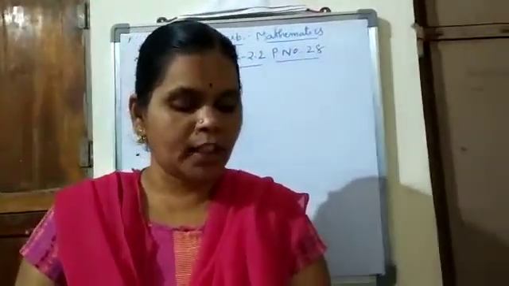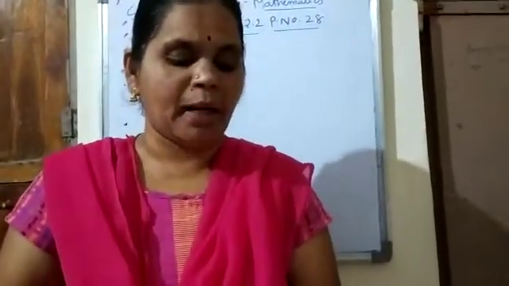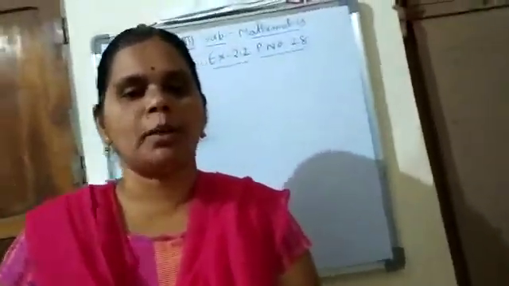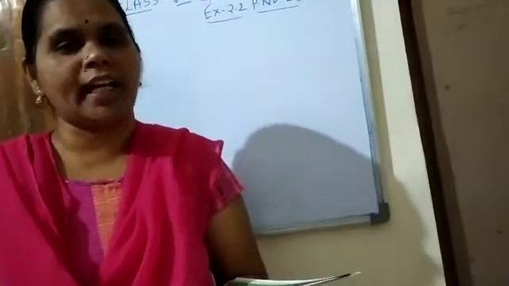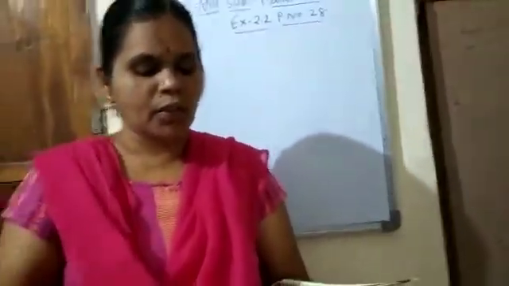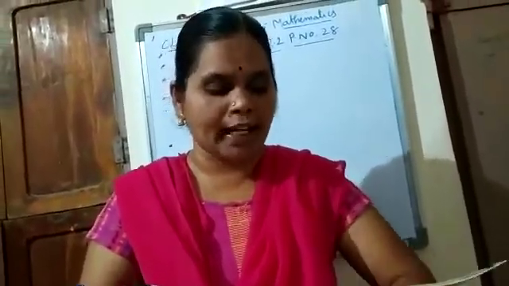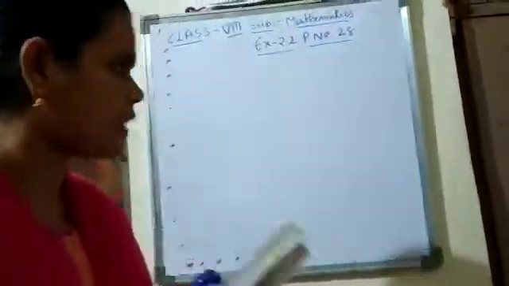The sum of 3 consecutive multiples of 8 is 888. Find the multiples. So let the 3 consecutive multiples of 8 be x, x plus 8 and x plus 16. The sum is equal to 888. Here we need to find the multiples of 8. So copy down the question, children. 7th one.